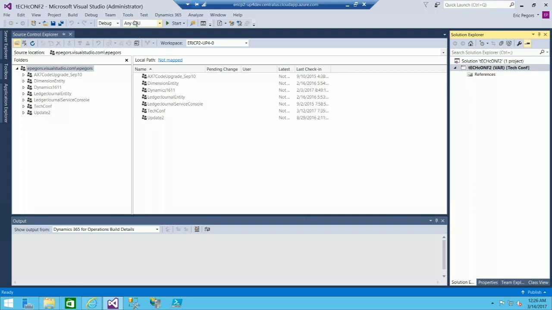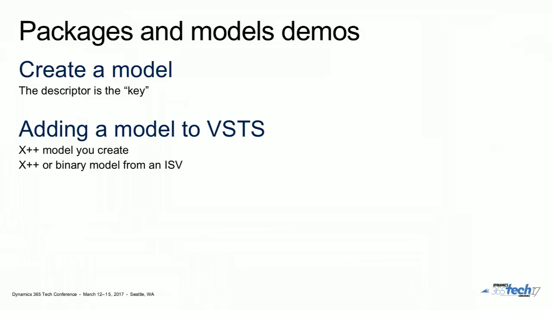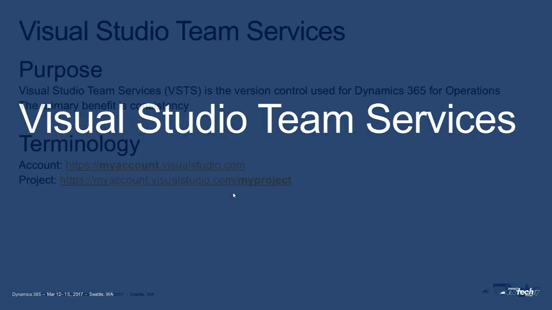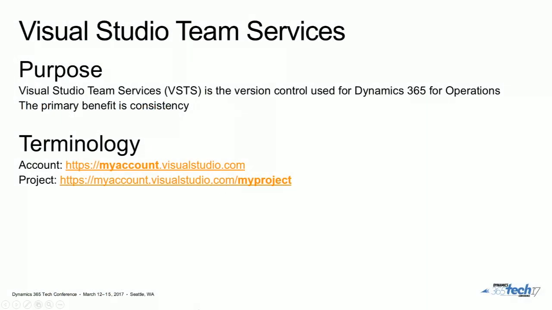Okay, so let me go back and do a little bit more of the presentation before I finish that. So I'm going to talk about Visual Studio Team Services. The Visual Studio Team Services, or VSTS, originally called VSO, Visual Studio Online, is the version control used for operations. And we use it for the primary benefit of consistency. Things like when you install a hotfix, make sure that it's on all of your development VMs and obviously in production. We won't really cover this. I don't think we really use it that much.